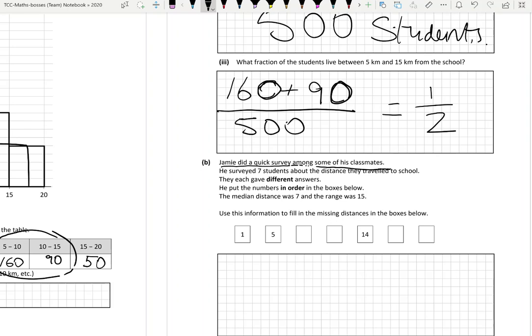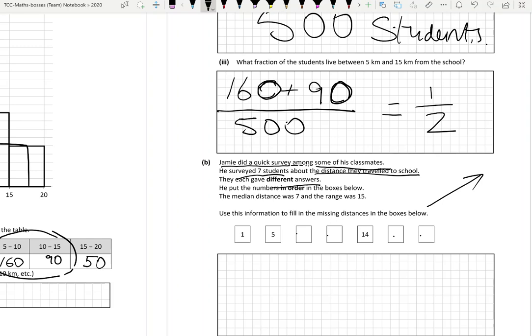Maybe he was in the class that took the survey of the whole school, but either way, he did a quick survey. He only surveyed 7 students. So the sample is only 7 students, great, about the distance they traveled to school. They each gave different answers, so none of these numbers will be the same. He put the numbers in order in the boxes, so we can clearly see it is increasing order because 1 is below 5.